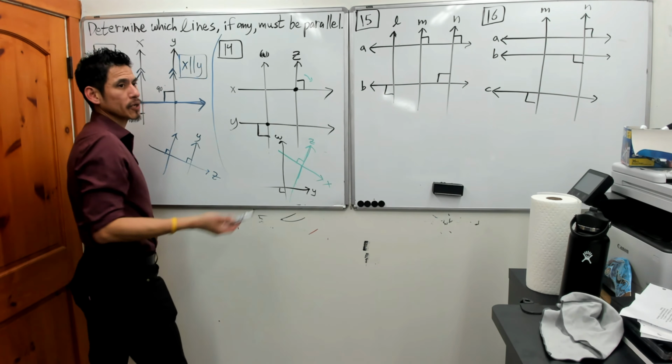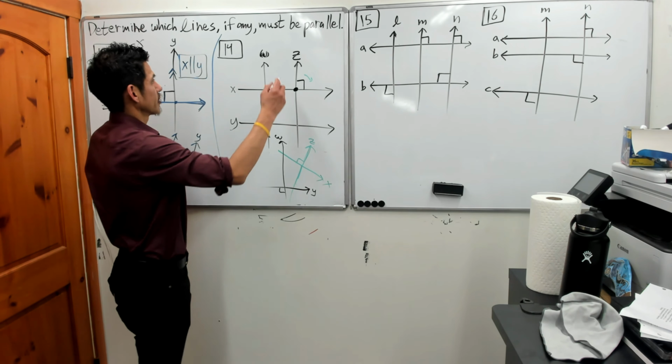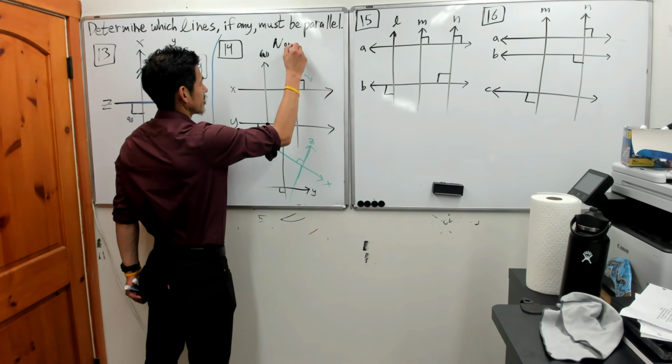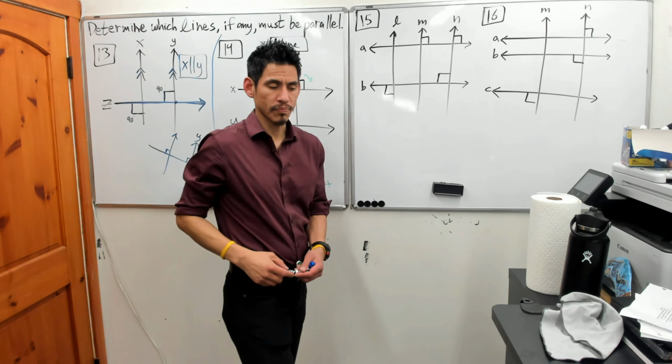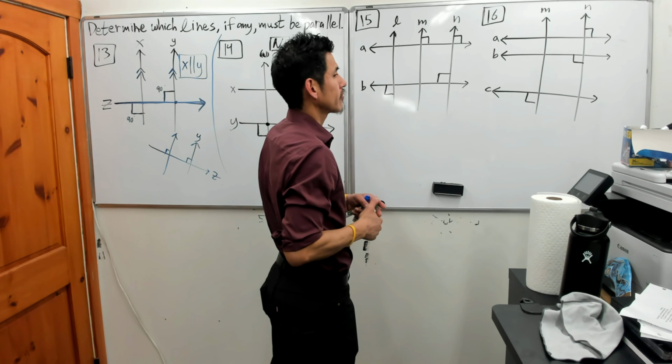They could be parallel, but we don't know for sure. So there's none that we can say for sure. There's no set of parallel lines in that problem that we know for sure can be parallel.